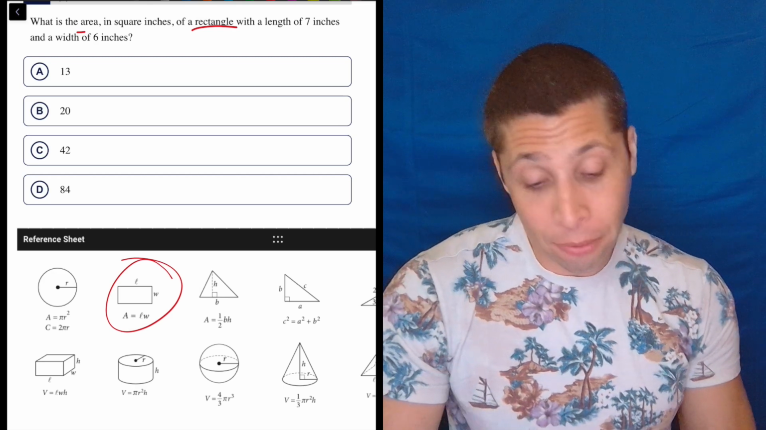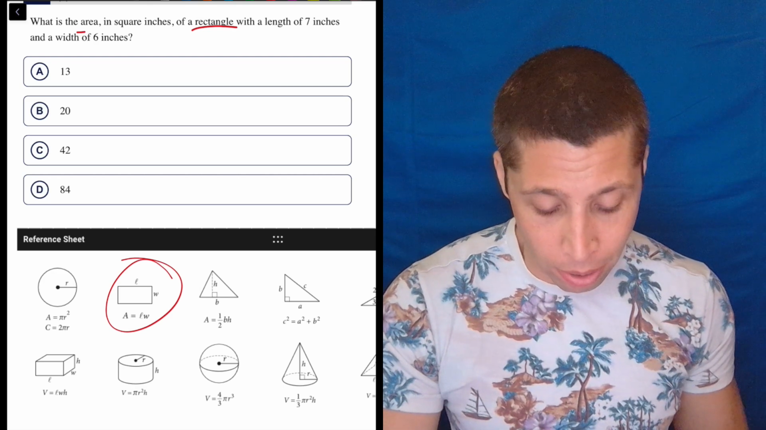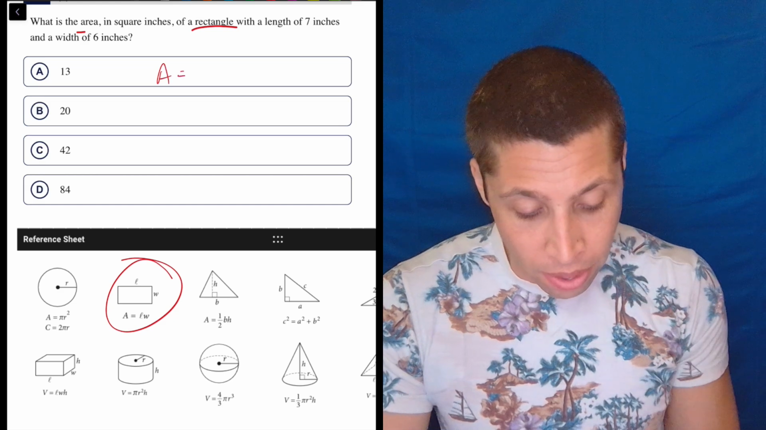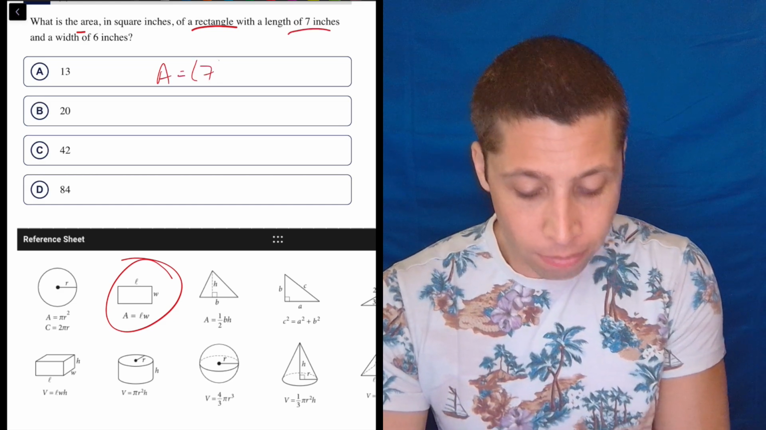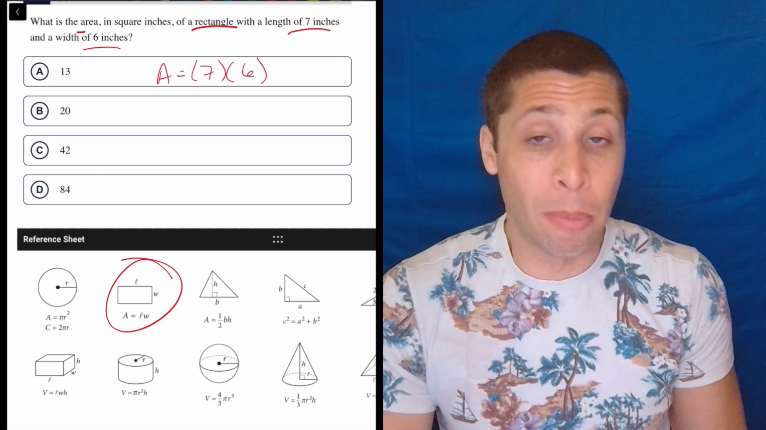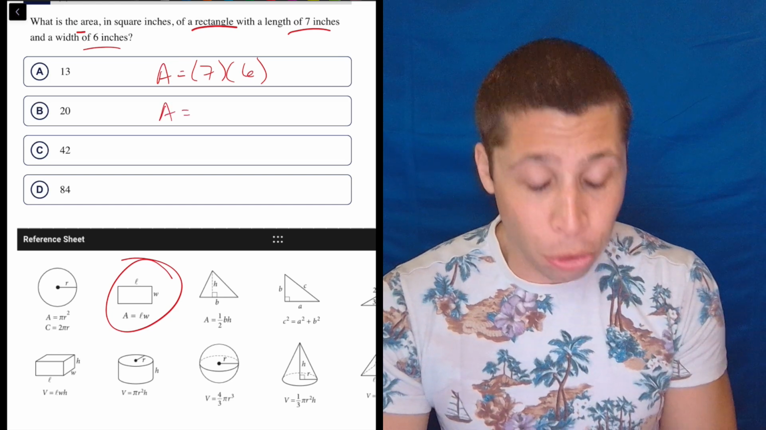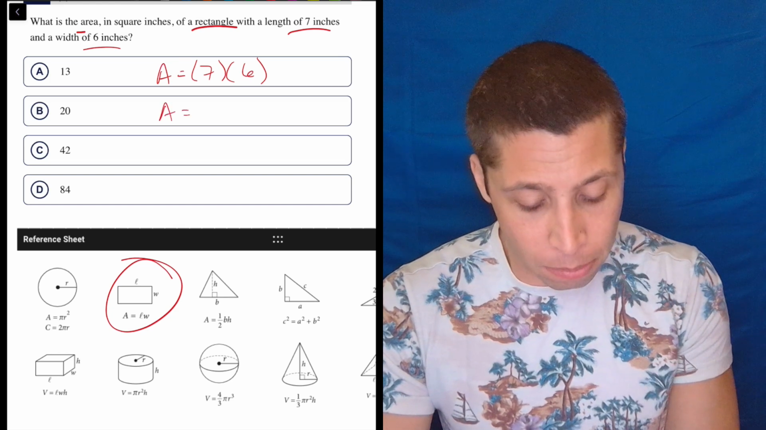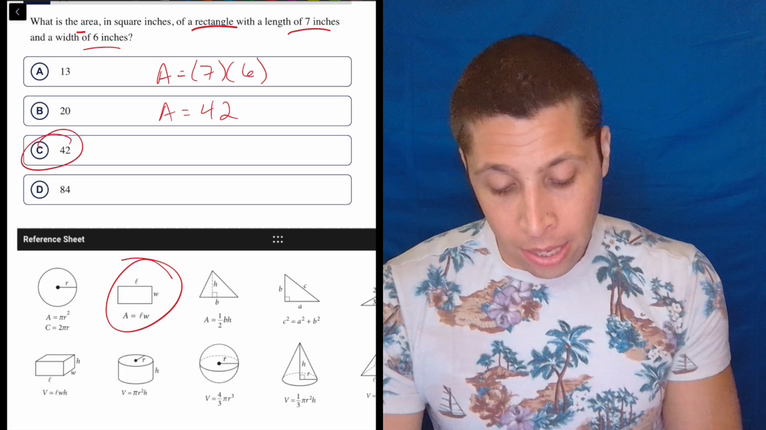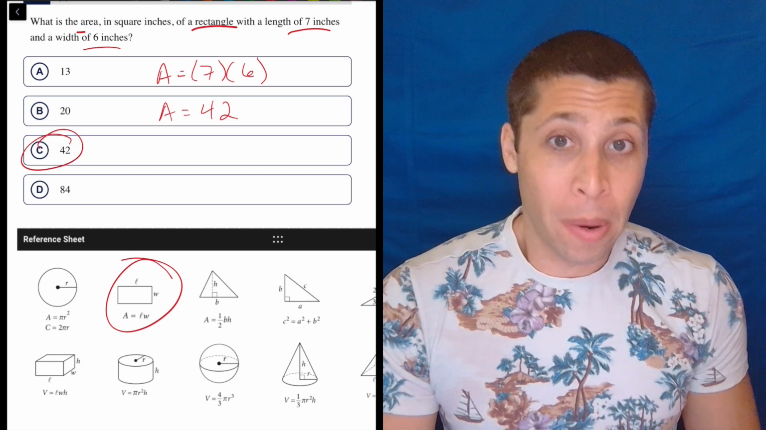But if we have the formula given to us, then I guess why not use it, right? We are looking for the area. The length is 7. The width is 6. So you're multiplying 7 times 6. And again, in terms of your math abilities, you should know without a calculator that 7 times 6 is 42. Why should you know that? Because that's your basic times tables.